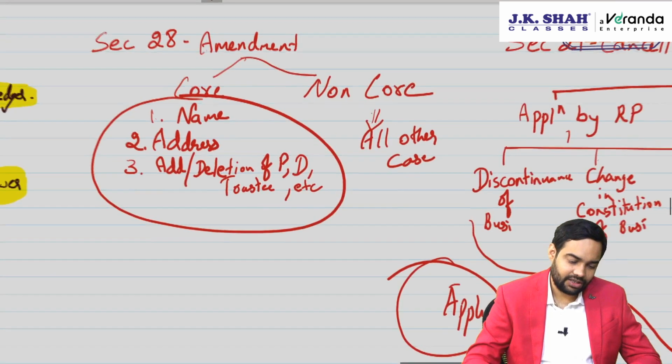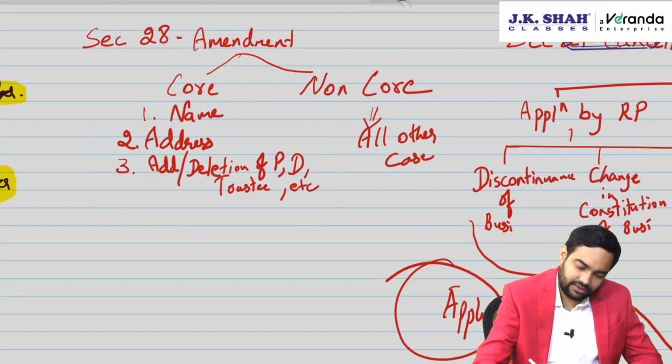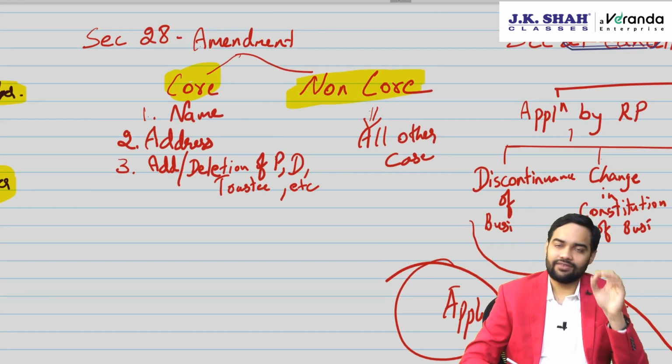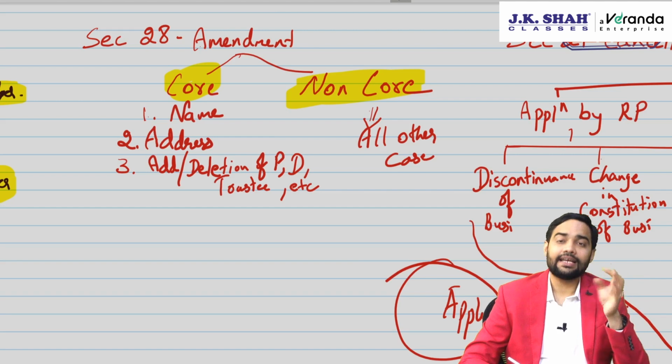Okay, then coming to amendment. Amendment, there are 2 major areas, core and non-core. See, core, you have to go through the process. You have to file an application within 15 days. It will be forwarded to proper officer. If he is satisfied, well and good. If he is not satisfied, he will issue a notice. You have to reply for that notice within 7 working days. Again, if he is satisfied, good. If he is not satisfied, he will reject the application.